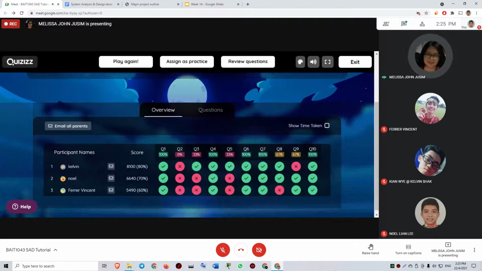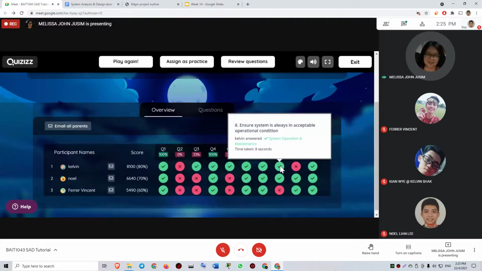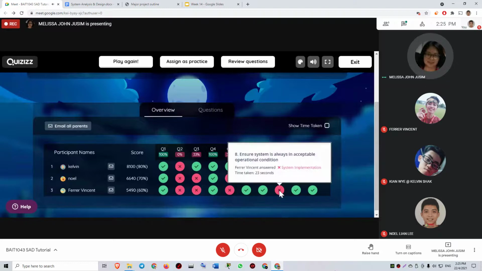Okay, what else? Ensure system is always in acceptable operational condition. This is the last phase, which is system operation and maintenance. Implementation is where we conduct the training, we do the system installation, file conversion, and then get ready for the system to be used. Before the system is operational, we also do the system conversion during the system implementation.